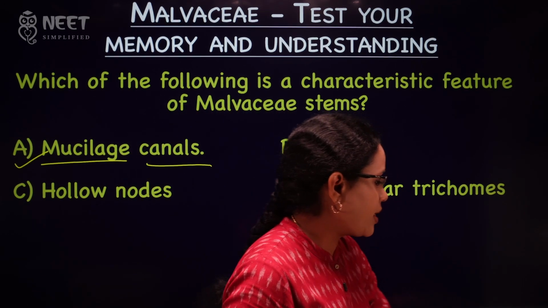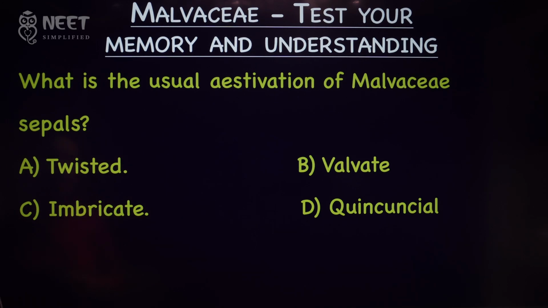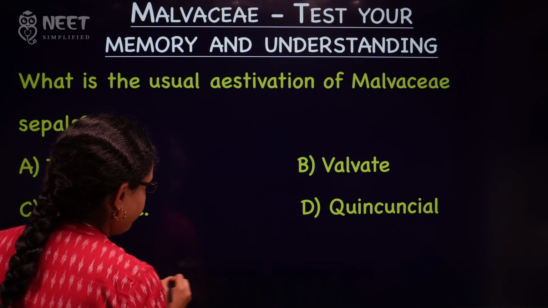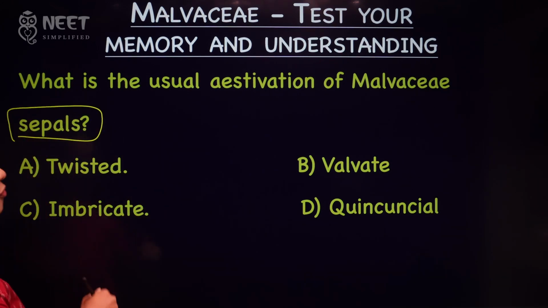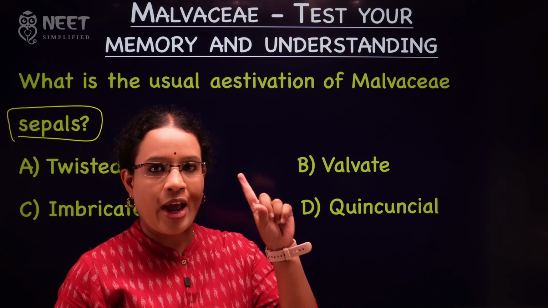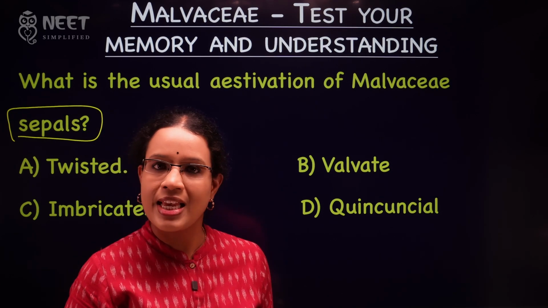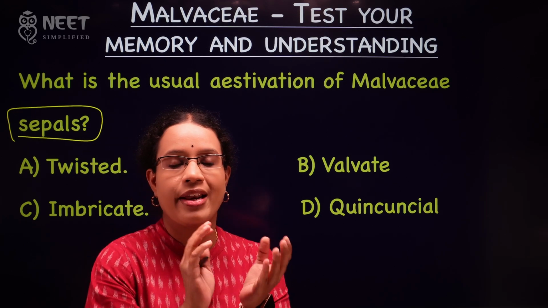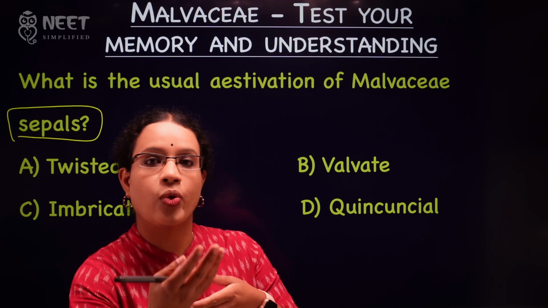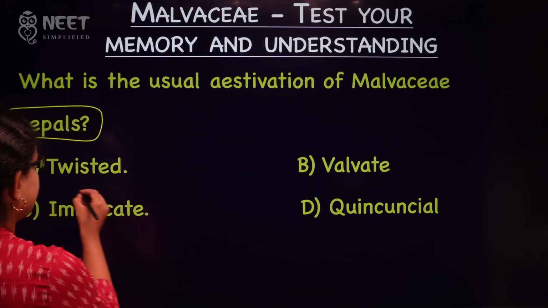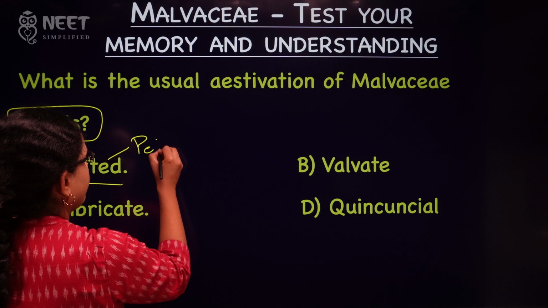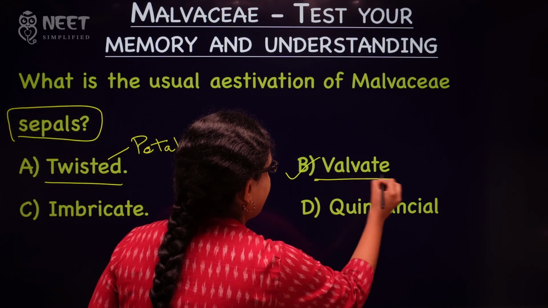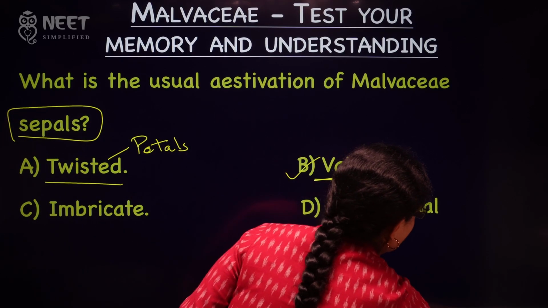Now, moving to the next question. What is the usual estivation of Malvaceae sepals? So, we understood that there are two kinds of estivation which we have discussed in today's episode. One was for sepals and the other was for petals, right? In case of petals, we understood that they are arranged in a specific manner such that one edge is outwards and the other edge is inwards. So that was twisted, isn't it? That was for petals. Now coming to the sepals, it is valvate estivation, right? Now moving to the next question.